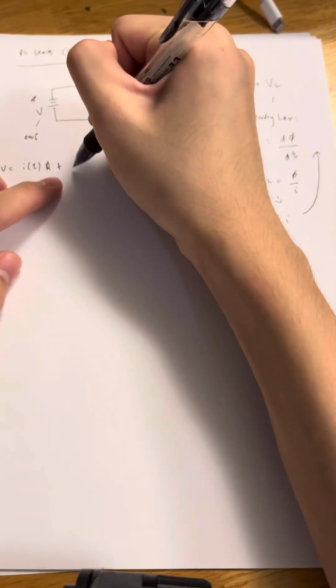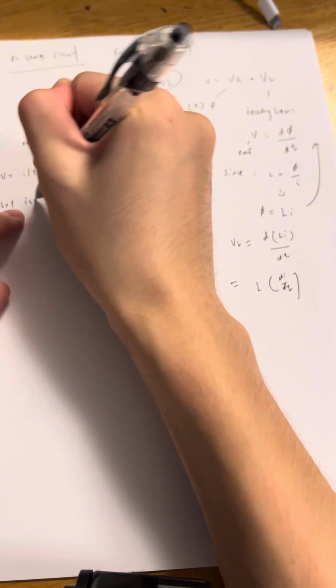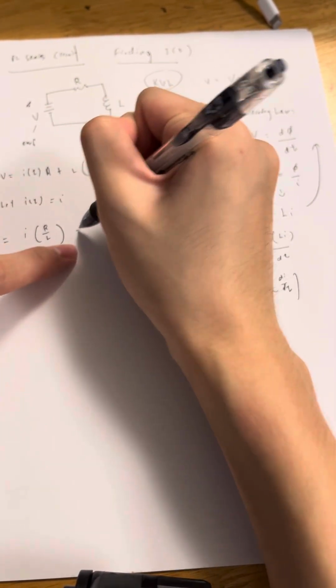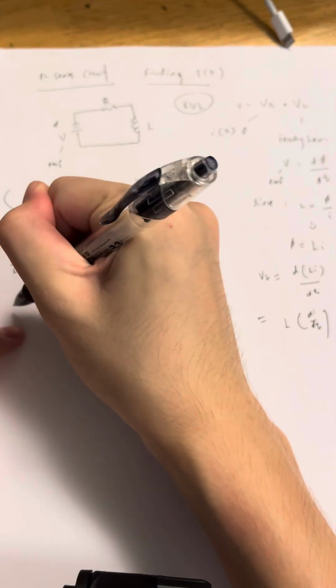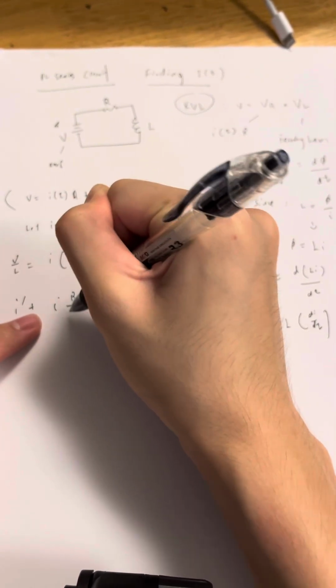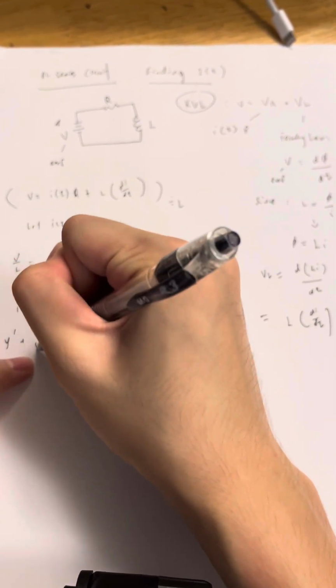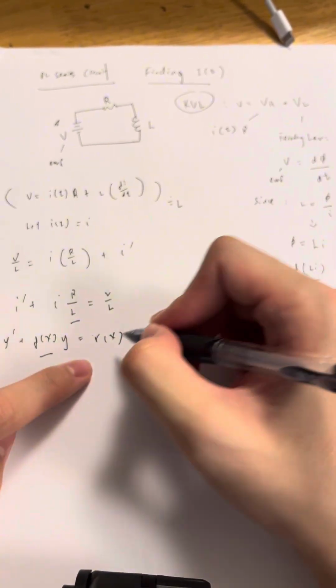Which gives us V equal to IR plus L (dI over dt). Now we divide this whole thing by L, which gives us IR over L, and since we are dividing by L, the derivative is left as I prime. Now we rearrange the formula to get I prime plus I times R over L equal to V over L. Notice that this equation is similar to the linear ODE formula, which is y prime plus P(x)y equal to R(x). Now we know that P(x) is equal to R over L and R(x) is equal to V over L.